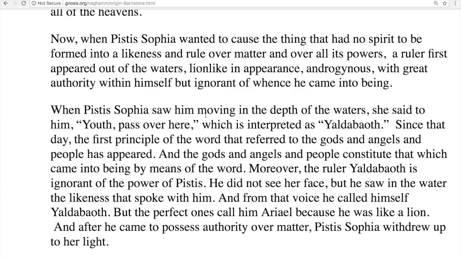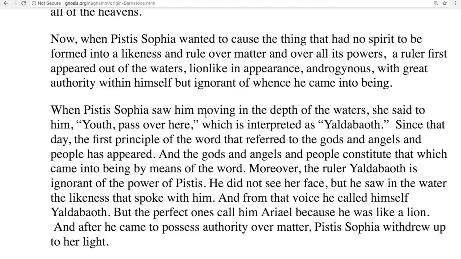Since that day, the first principle of the word that referred to the gods and angels and people has appeared. And that first word is ascension, through naivety, or ignorance, or emptiness. And the gods and the angels and people constitute that which came into being by means of the word. Moreover, the ruler Yaldabaoth is ignorant of the power of Pistis. He is ignorant of the power of faith. It is only that Sophia breathed the faith into that lifeless abortive fetus that was able to animate Yaldabaoth to bring about creation and to expand into the shadows.